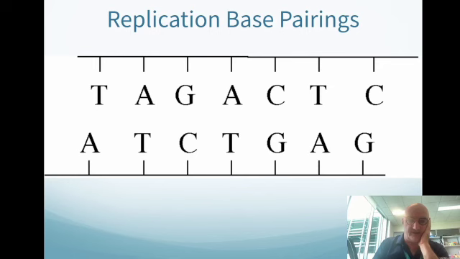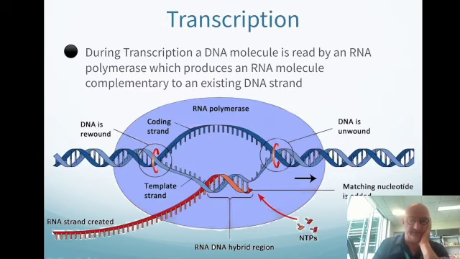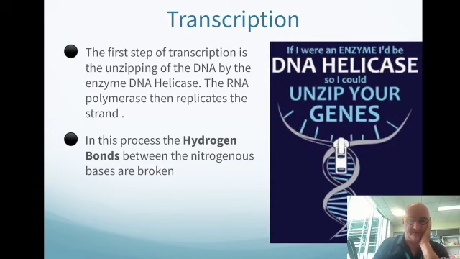Replication: base pairs are always TA and GC. And then transcription with the RNA polymerase here. We have the RNA strand coming in, and the matching nucleotide is added from the new strand coming in. DNA is rewound, and the new strand of DNA is made.